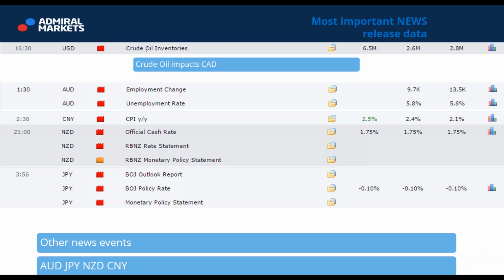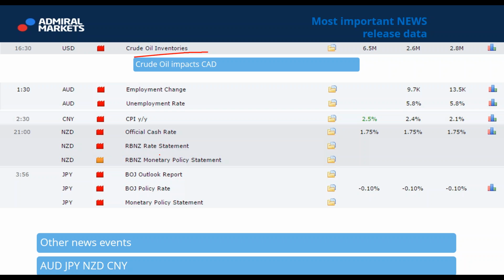It has a lot to do with the CAD currency, guys. Have in mind that oil is connected to CAD. So crude oil impacts CAD. Very important news for CAD: employment change, unemployment rate, CPI. Chinese data is very sensitive, very important. You need to know that Chinese markets are very volatile. You need to watch the Hang Seng index. It's a very volatile index, and Chinese data releases will have a huge impact on yen currency pairs.